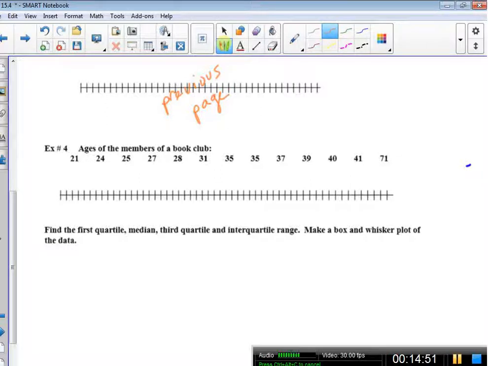So I'm going to put the 21 down here, 22, 23, and the 24 and the 25, 27, 28, 29, 30, 31, 32, 33, 34, 35. I've got 2 at 35.